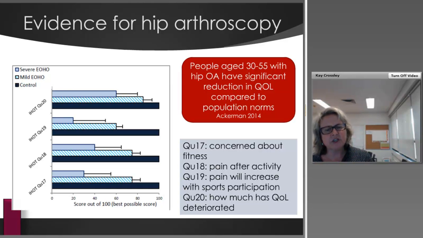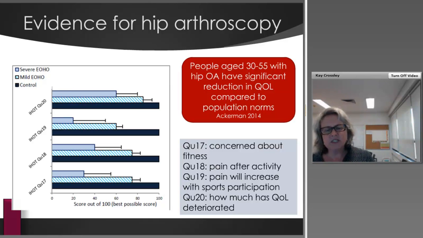And these are some more data of Jo's where we particularly picked out some of the questions that we thought were really relevant regarding quality of life. So there were questions specifically about being concerned about their fitness, which is question 17. Question 18, which is pain after activity. Question 19 is pain will increase with sports participation. And question 20 being how much has your quality of life deteriorated?